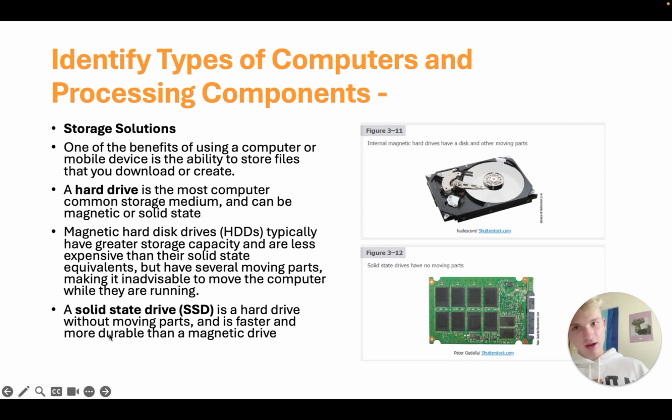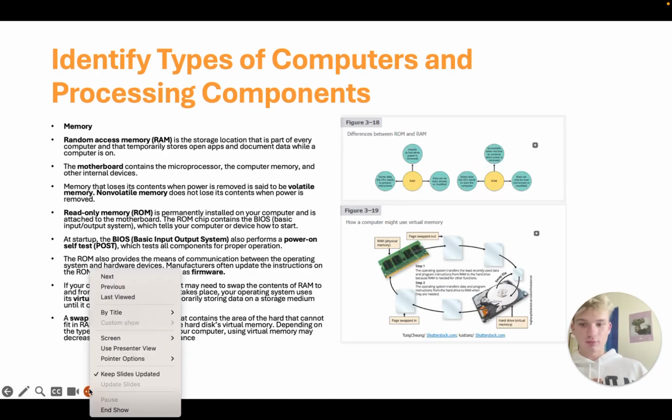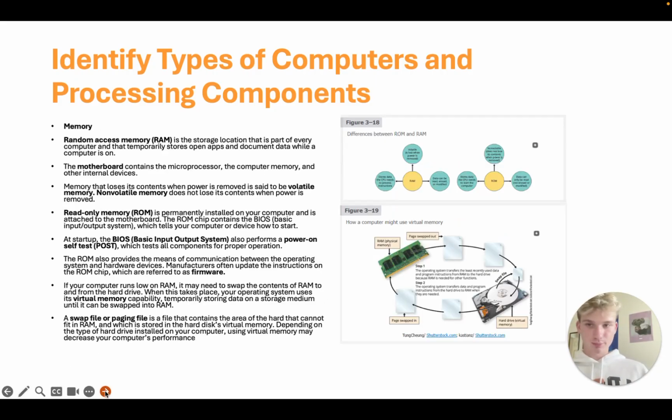We learned how to identify different types of computers and processing components. We learned about storage solutions, hard drive and solid state drive. We also learned what a CPU is, which is a central processing unit. We also learned about a multi-core processor and the arithmetic logic unit, or ALU.